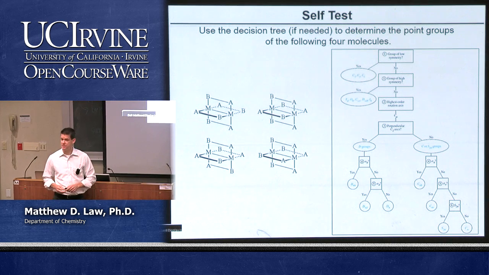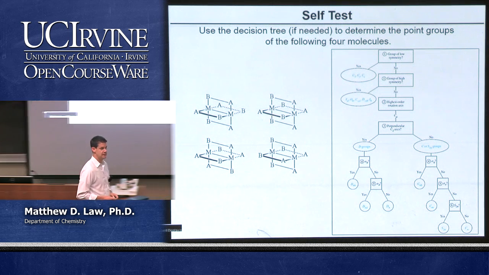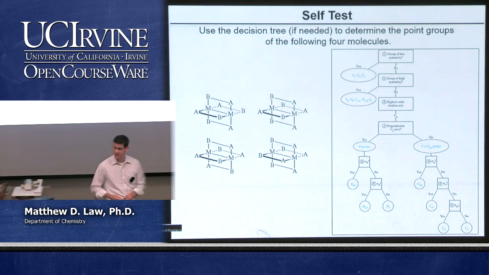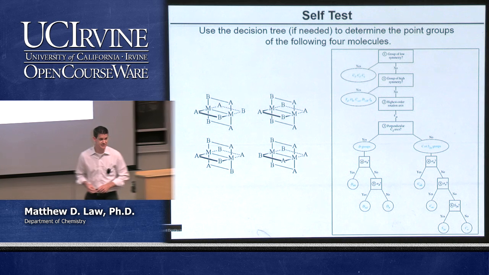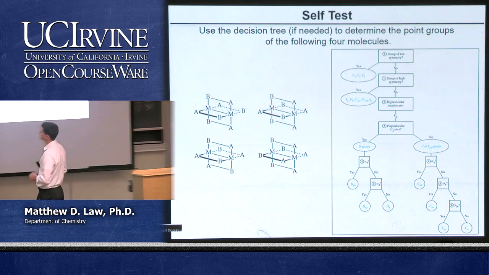But that immediately tells us that we have what kind of point group? A D point group. Okay? And we have specifically a D2 something point group because we know the principal axis is 2.